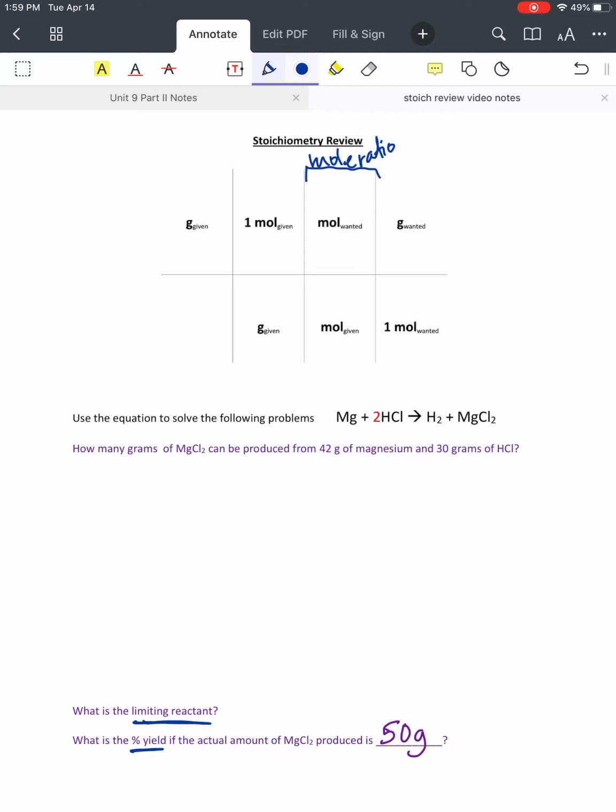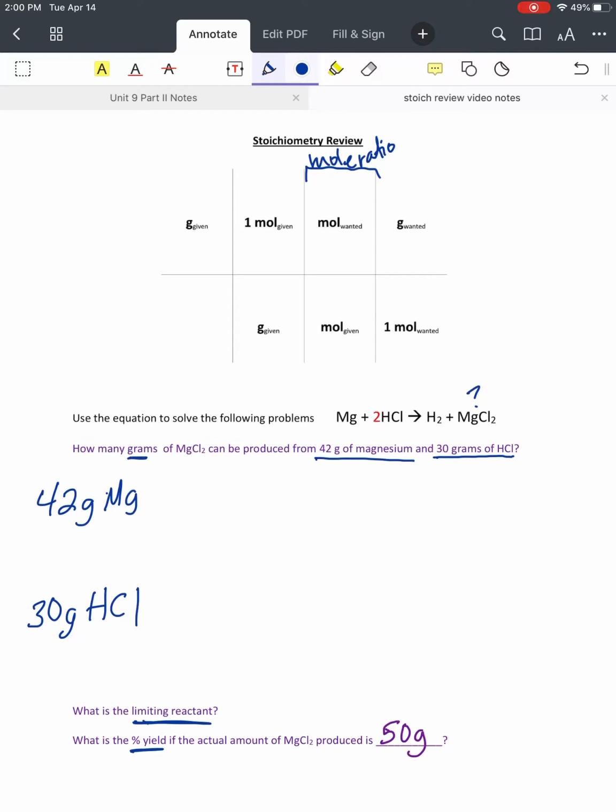Okay, so if I'm looking to find my limiting reactant, remember we're gonna do the exact same thing that we just did in the previous problems. We're just gonna have to do it twice. We're gonna have to do it with the 42 grams of magnesium and the 30 grams of HCl. Okay, so I know that when I start, these are the two things that I'm starting with. Those amounts are my givens. And then I'm looking for my grams of magnesium chloride.